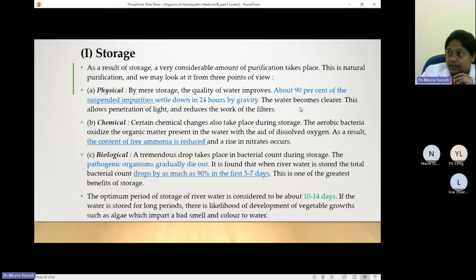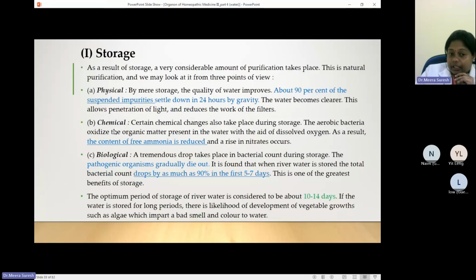The water becomes clearer. If it is turbid water, we can keep it for some time and then it will be getting settled, you know that. And then the water will become clearer. This allows penetration of light and reduces the work of the filter. So the filtration process, that heavy work that the filter has to do, will be done by the light, because it's a natural disinfectant.